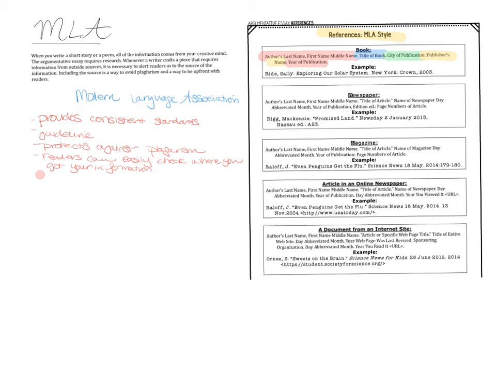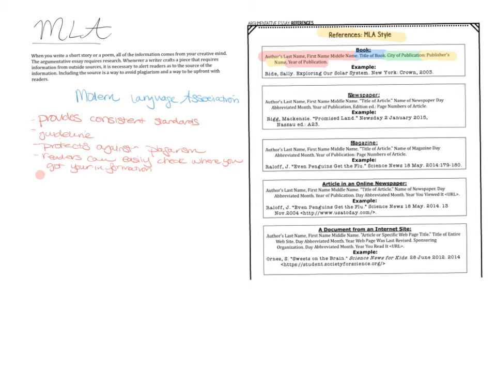Ride, Sally. So the author's last name would be Ride and the first name would be Sally. Then the title of the book, then the city of publication, then the publisher's name is Crown, and then the year of publication was 2003. So then you would know if you're looking at a research article, every time that somebody cites an article or a book or whatever, it's going to be cited the exact same way.